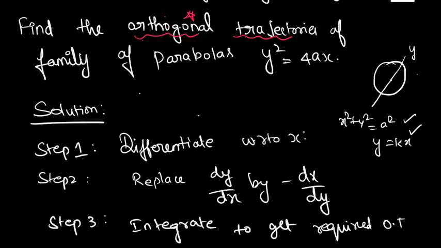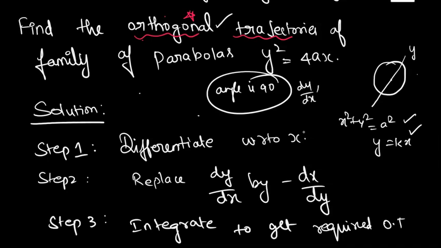So given a set of curves, we are going to find the orthogonal trajectories, the other family of curves, and these two families of curves intersect orthogonally. When I say intersect orthogonally, it means the angle is 90. And when I talk about the slope, dy by dx, the slope of the first one m1 into m2 should be equal to -1. Correct? Then only we can say they intersect at 90 degrees.